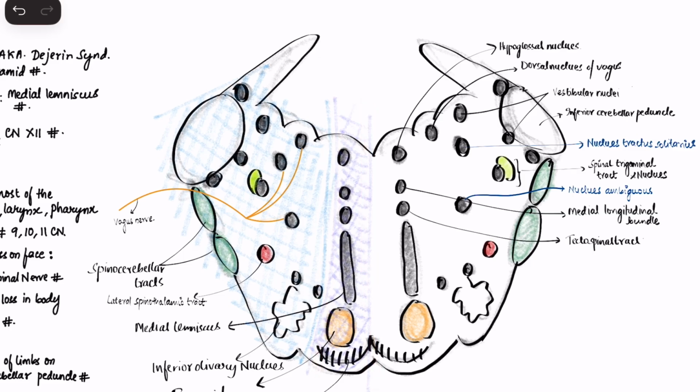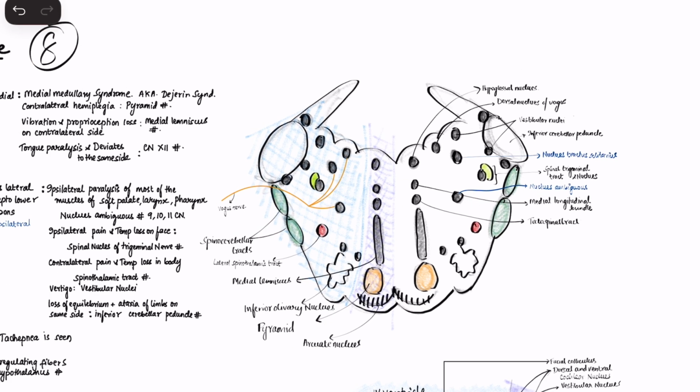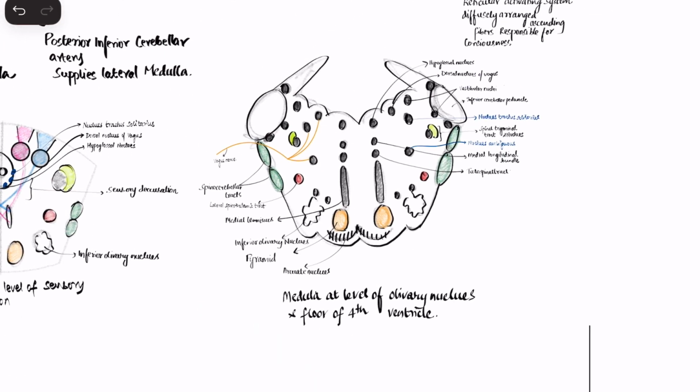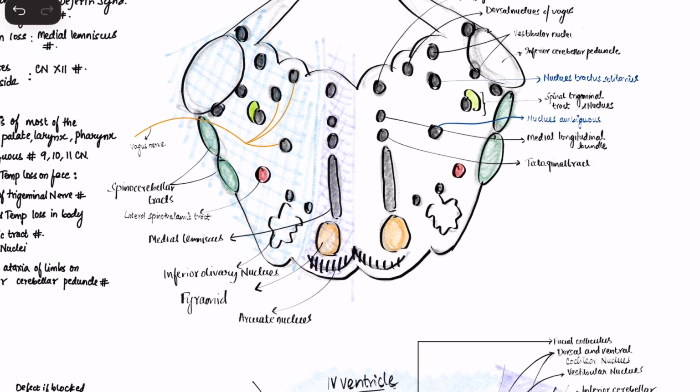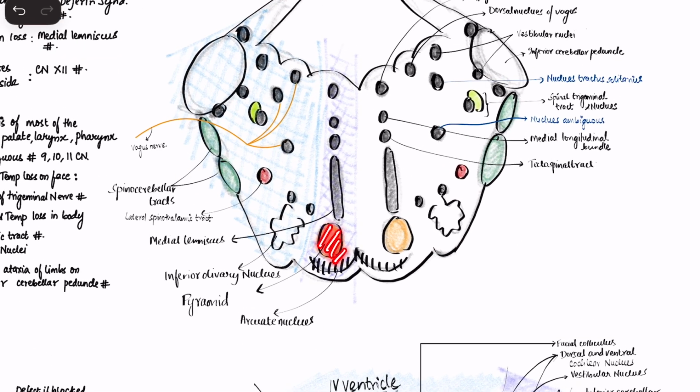Now this image is taken at the upper borders of the medulla, right? As mentioned here, it is at the level of the auditory nucleus and at the floor of the fourth ventricle. So the structures that are affected here are the pyramid, the medial lemniscus, the hypoglossal nucleus, and the medial longitudinal bundle and tectospinal tract.